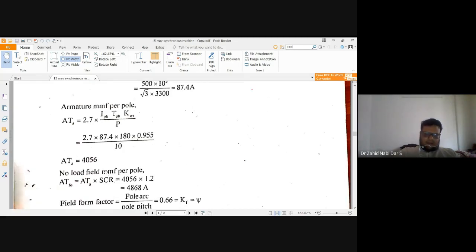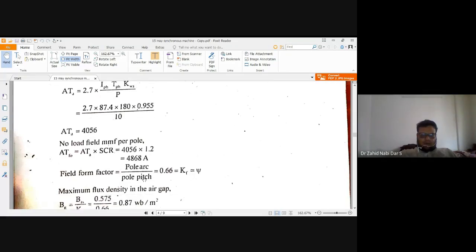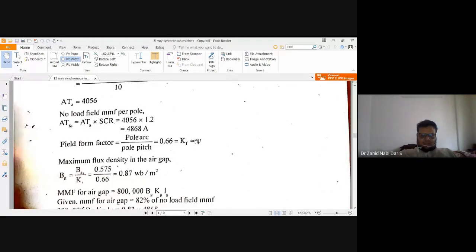4056. Yesterday's class in short circuit ratio, I told you no load field MMF per pole is equal to armature MMF turns into short circuit ratio. So no load MMF per pole is MMF turns into short circuit ratio. So MMF turns is 4056, that he has given. Short circuit ratio here is given 1.2. So we got the no load MMF per pole, that is 4868. Now field form factor, pole arc by pole pitch, given 0.66. So this is your KF value.